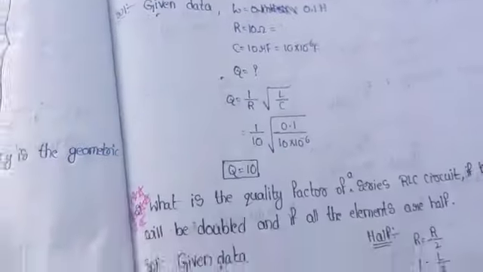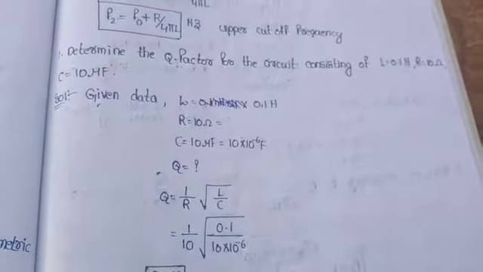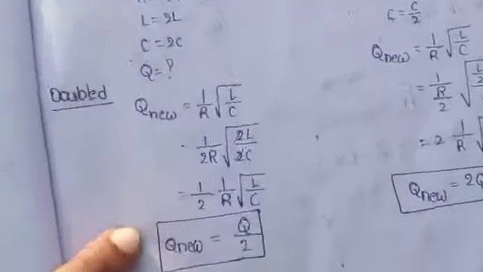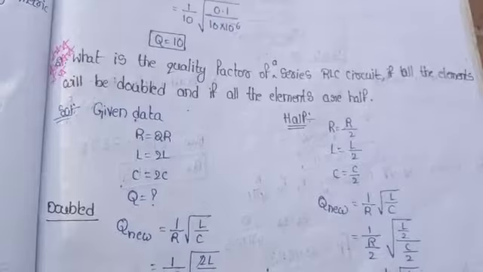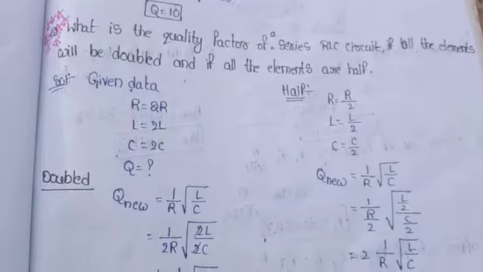They ask problems like this: what is the quality factor of a series resonant circuit if all the elements are doubled? All the elements are doubled. What will the quality factor value be if all the elements are doubled, or if all the elements are halved?